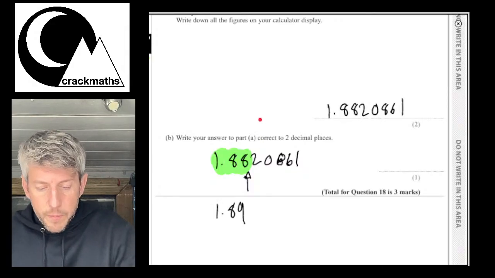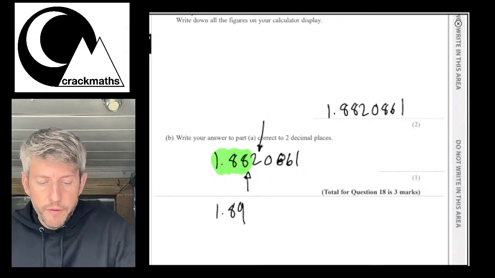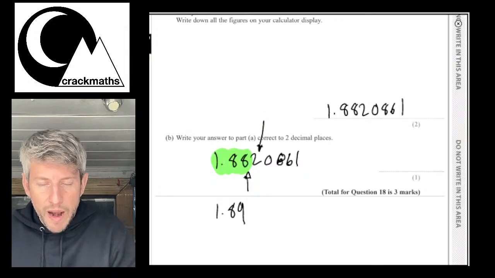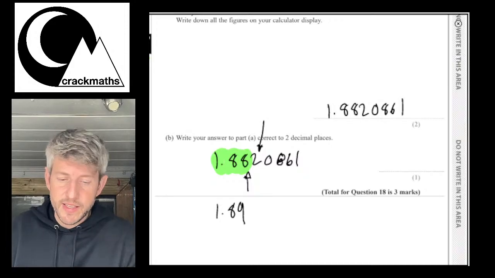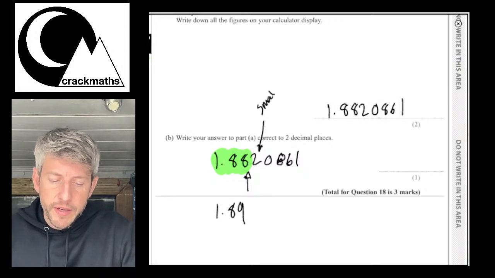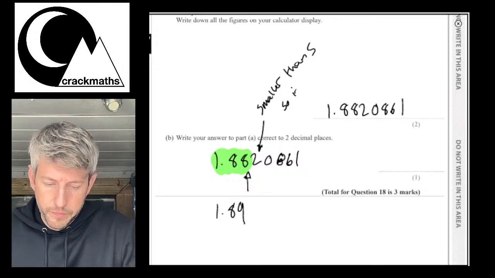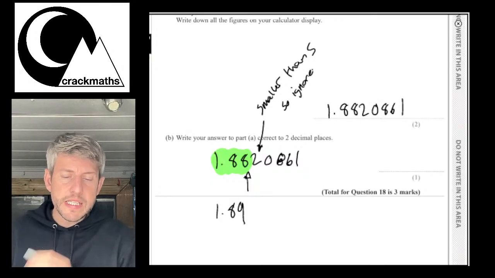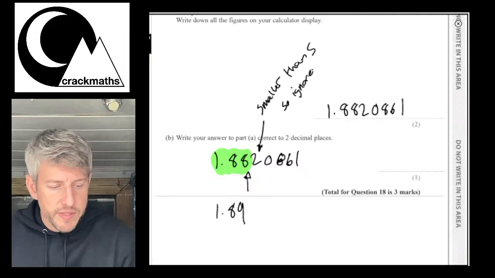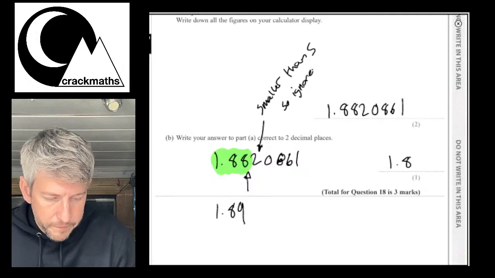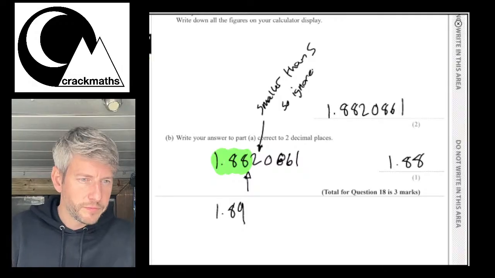But because this number here, 2, is smaller than 5, we round down, so we just pretend it doesn't exist. Smaller than 5, so ignore. So because it's smaller than 5, we ignore it. So this number to 2 decimal places is just 1.88.